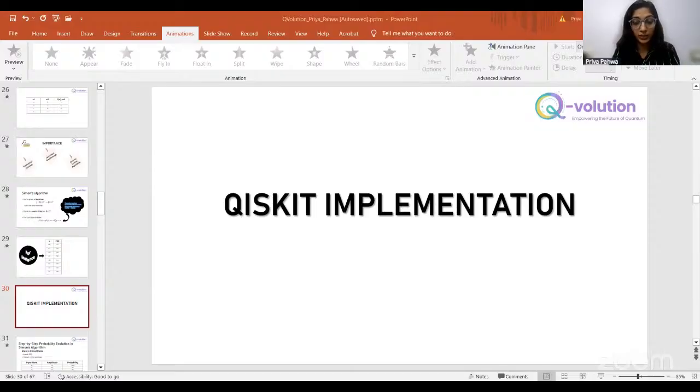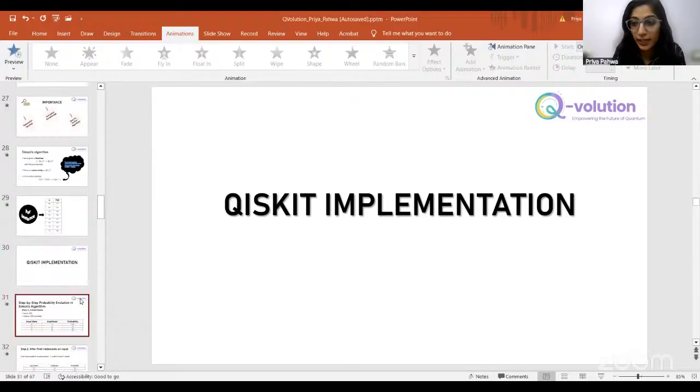Now, this is valid for 0, 0, and 1, 1. I'll tell you what these are. I know this might be very confusing, like why is this coming up? So let me explain that. Let's break it down step by step to see what is happening.